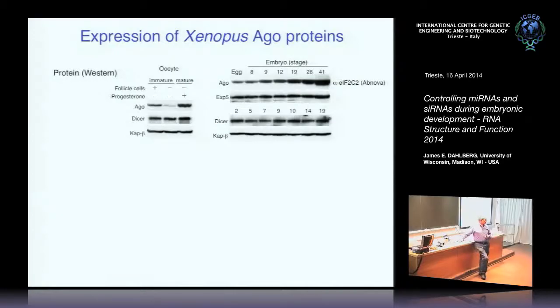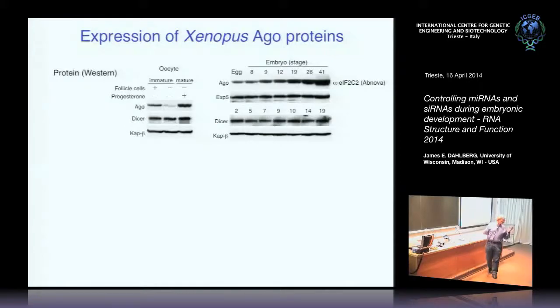We also looked at the expression of Ago proteins. You've heard about these. These are the proteins that bind to the microRNAs. Over here on the left, if we just take oocytes and look by a western blot at the Ago proteins, you can see that there's quite a bit of Ago protein in the oocyte, okay?